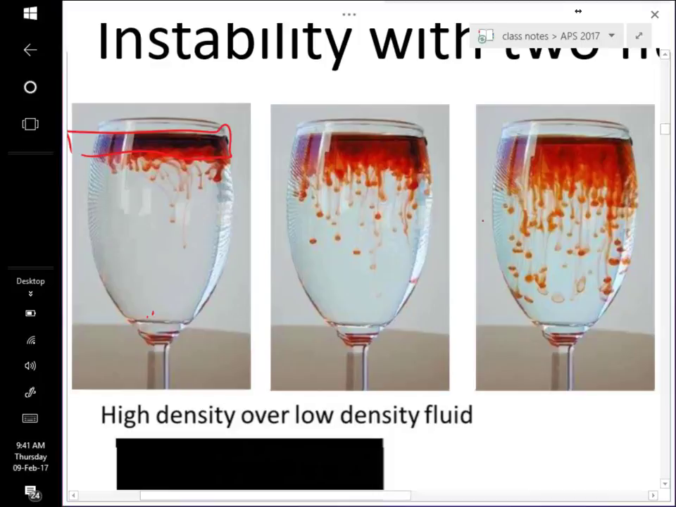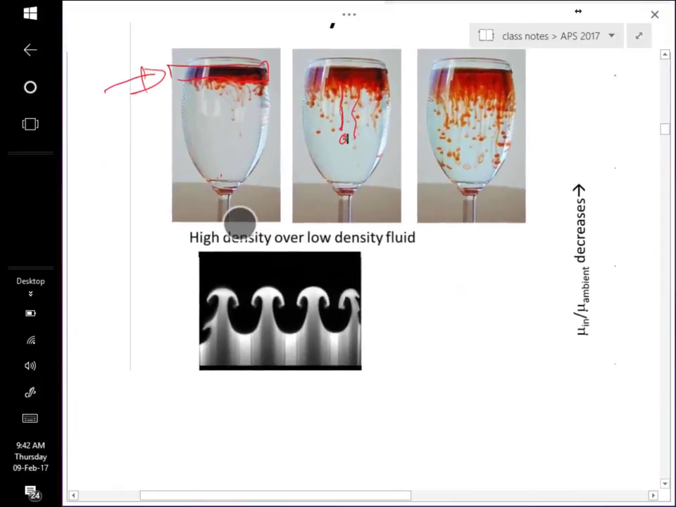This is also an example of an unstable displacement where what's happening is this dense fluid is moving down by these individual little fingers that are descending, and they drop down, and then you can see they have these little balls at the end. So this is a characteristic pattern where the dense fluid is displacing the less dense fluid with these unstable fingers. And here's another example of that.